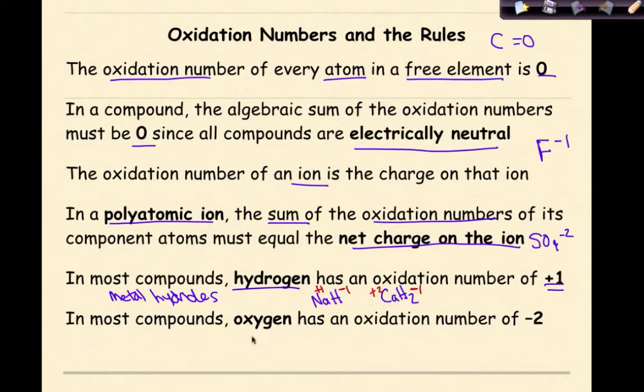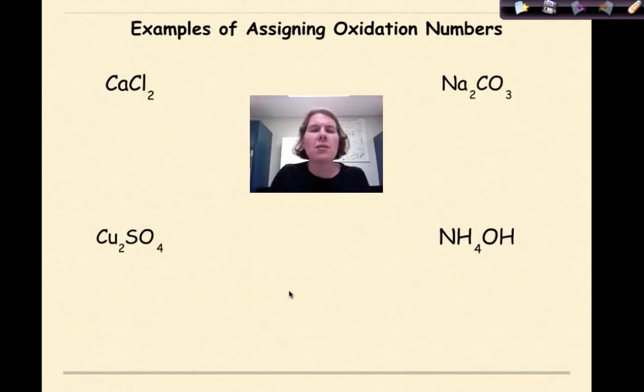And finally, in most compounds, oxygen has an oxidation number of -2. Yes, you can have a peroxide, and in AP chemistry, you might even encounter a superoxide, but for the most part, for oxygen, the charge is going to be -2. Now let's look at some examples of assigning oxidation numbers, and we'll start easy and then we'll get to a little bit more complicated ones as we go through.